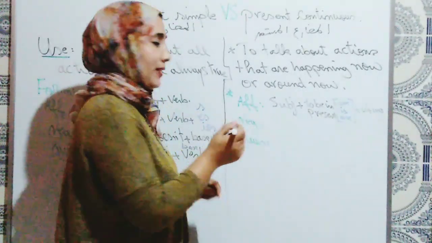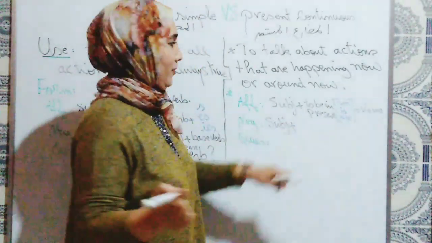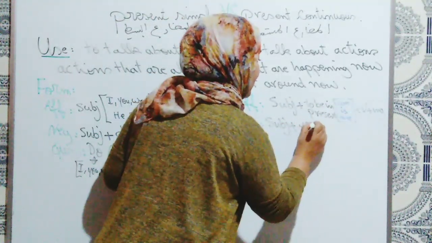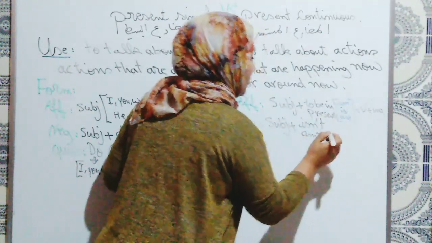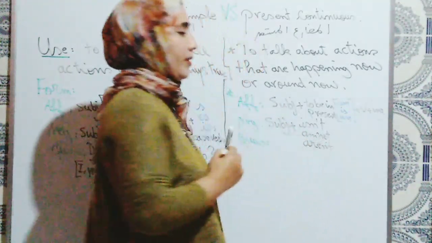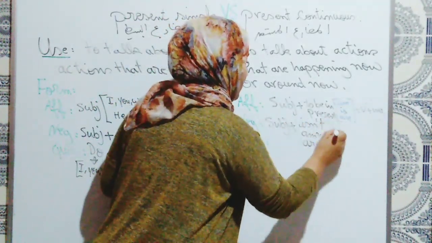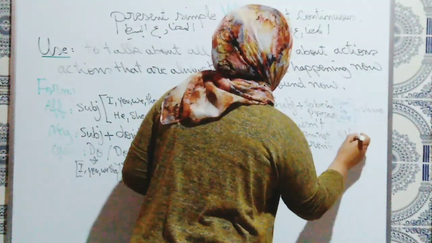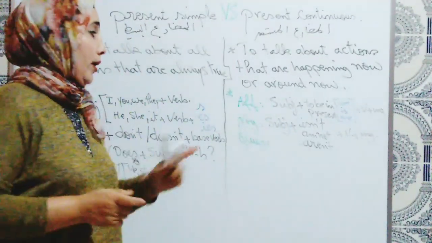For negative, we start again by subject plus to be in negative, which is isn't, or I'm not, or very good, aren't. So this is for the negative, and of course plus verb plus ing.